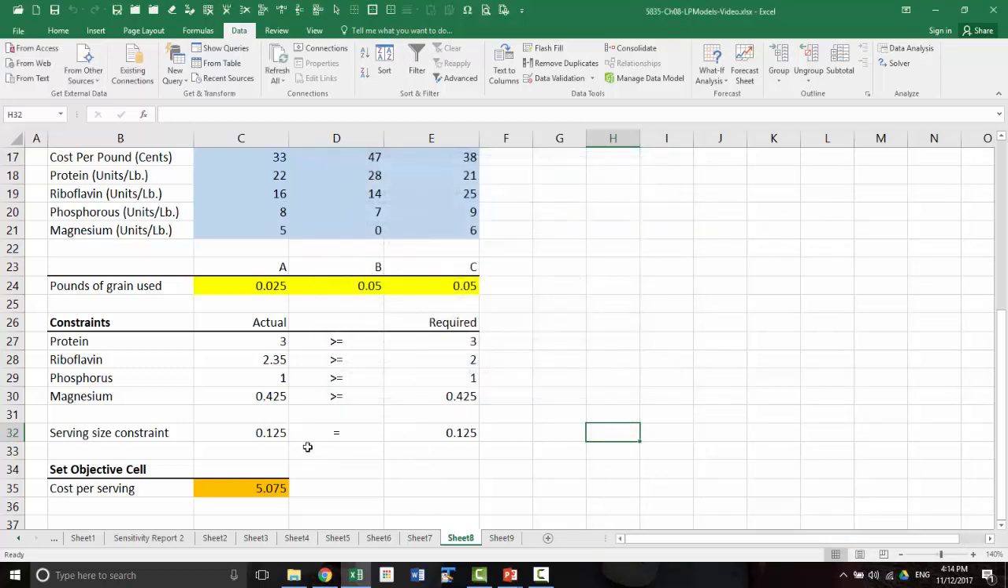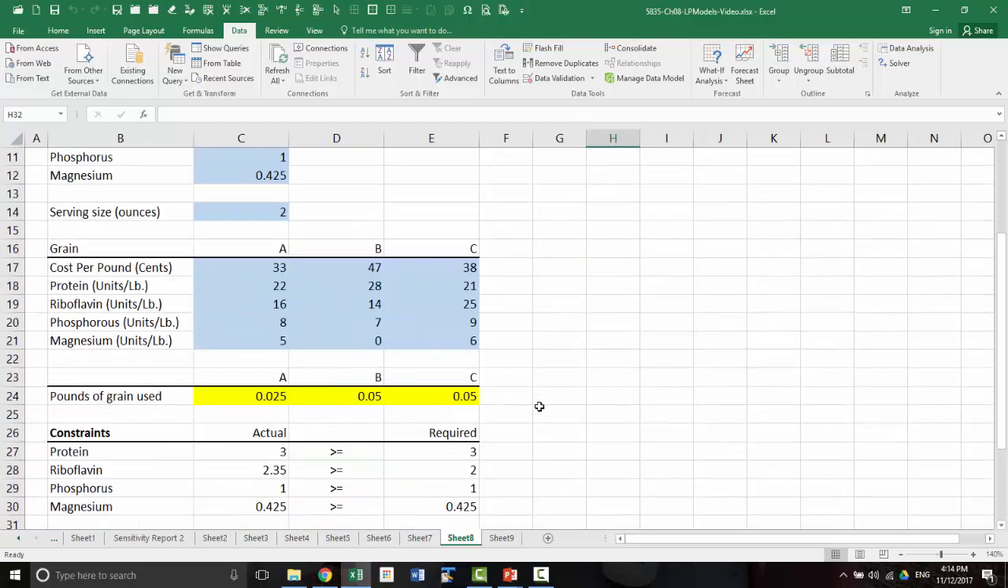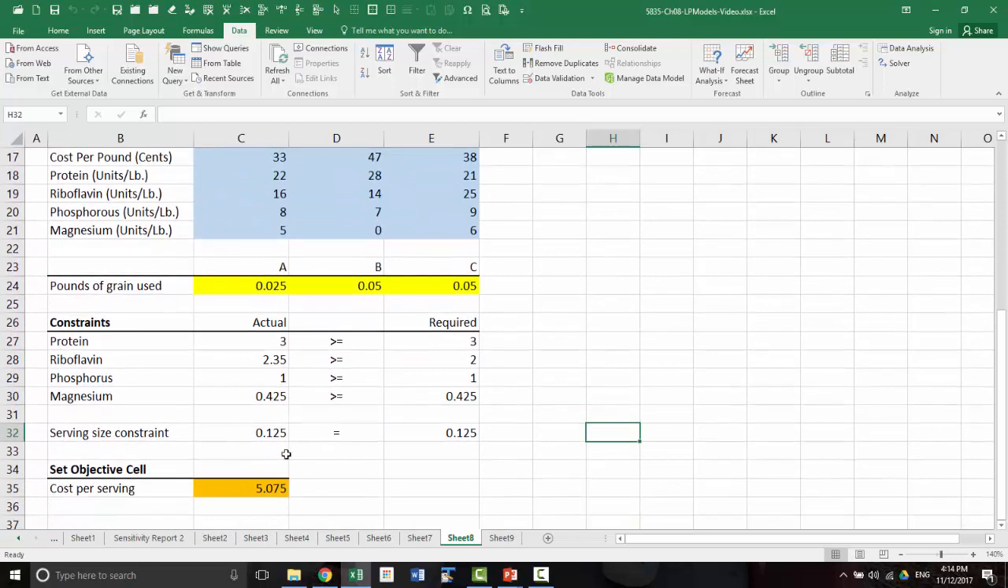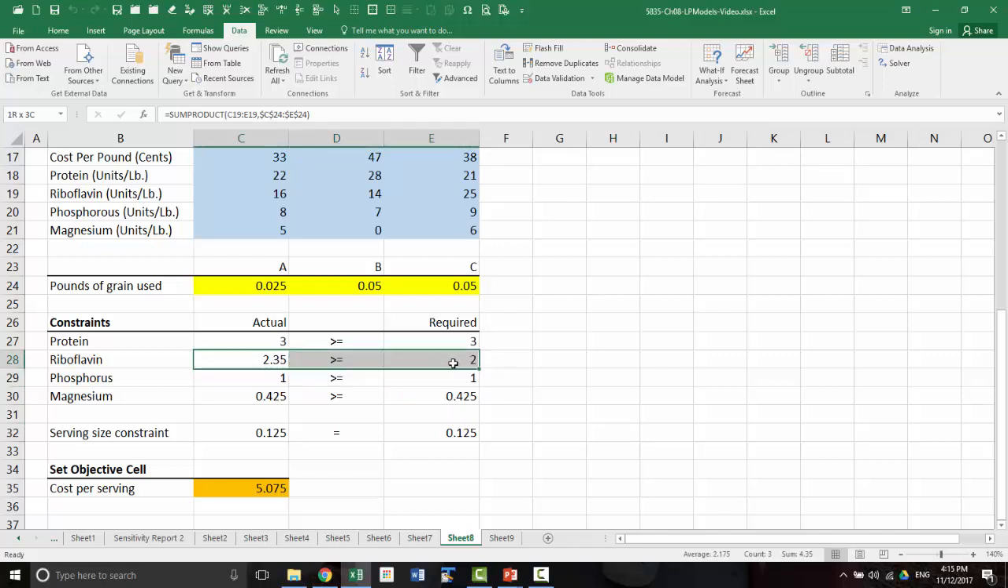And now we have 0.025 pounds, 0.05 pounds, 0.05 pounds gives you exactly equal to 2 ounces, and 5.075 cents. These are in cents, so that's the cost of our mix, and we meet all the requirements. Here, this one is non-binding. The other 3 are binding constraints.